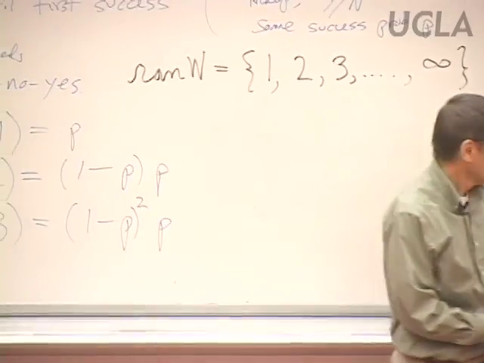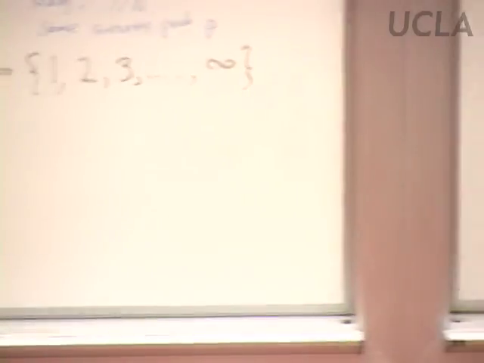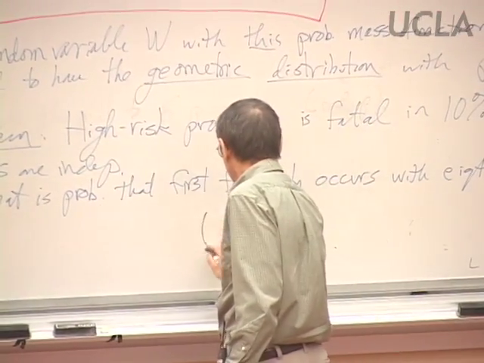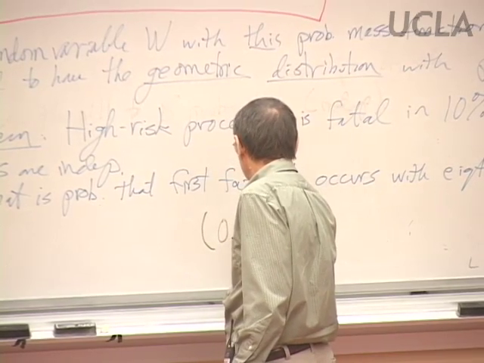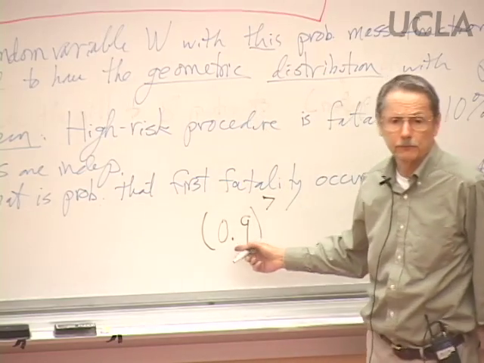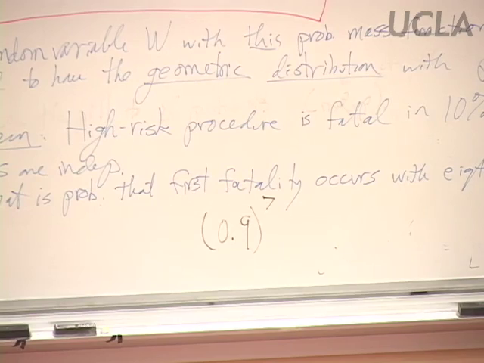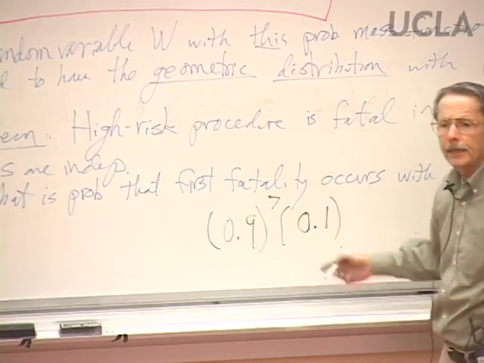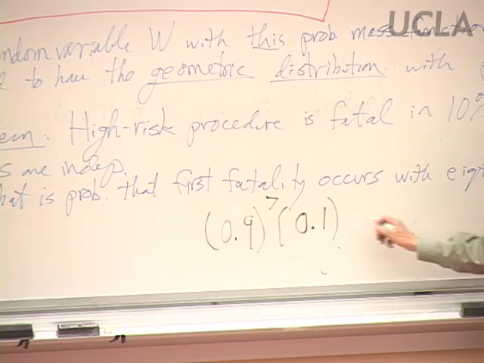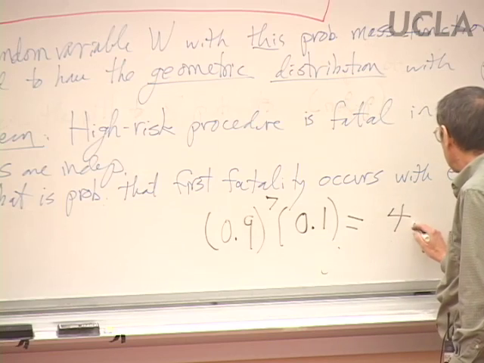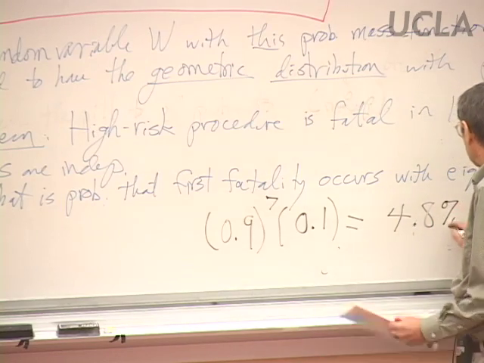Well, we have this formula for doing this. It means that the first fatality is on the 8th patient, that means the first 7 were not fatal. So that's 90% to the 7th power. And then on the 8th, it was fatal. If we work this out numerically, that's about 4.8%.